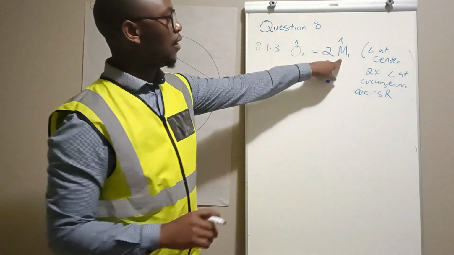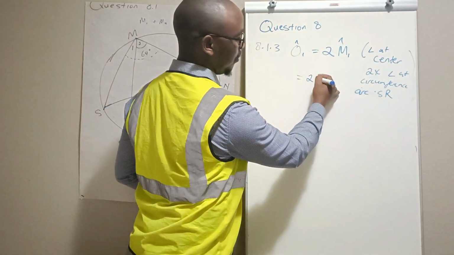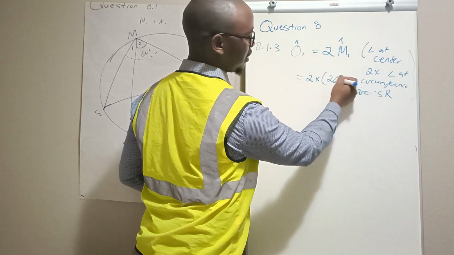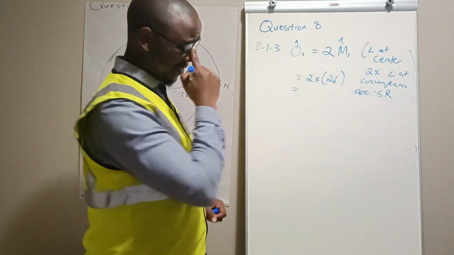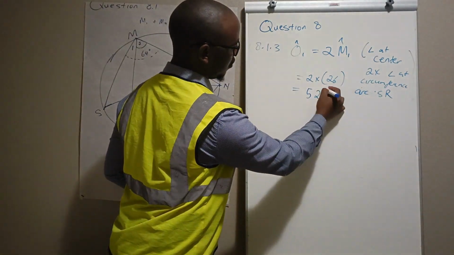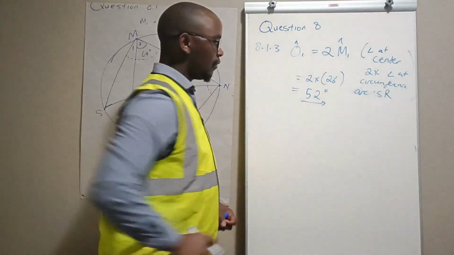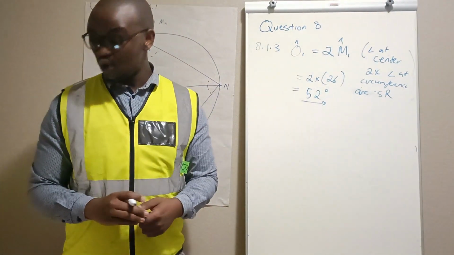So what is the value of M1? M1 we've just calculated as 26 degrees, so 2 times 26 should give us 52. That is the answer for the angle O1.